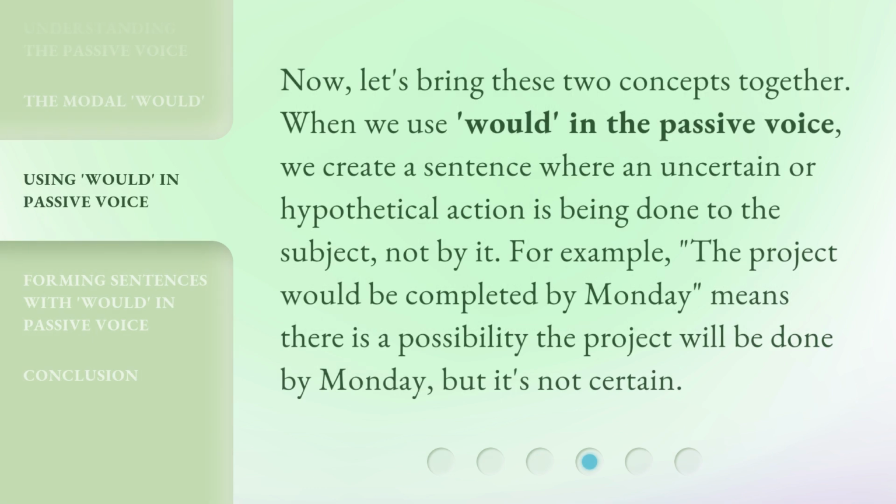Now, let's bring these two concepts together. When we use would in the passive voice, we create a sentence where an uncertain or hypothetical action is being done to the subject, not by it. For example, "The project would be completed by Monday," means there is a possibility the project will be done by Monday, but it's not certain.